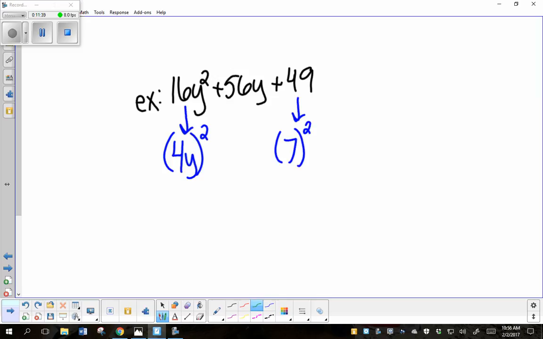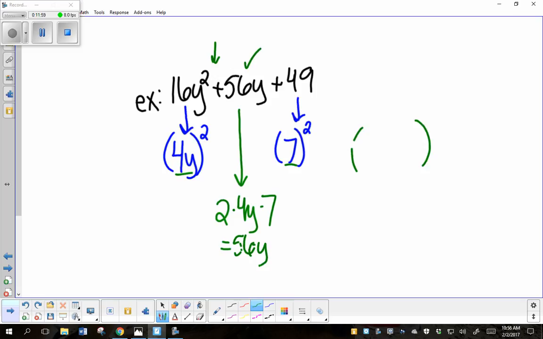So let's check. Is my middle term positive 2? I know it's positive because of that positive sign. Times 4y times 7. Well, 2 times 4 is 8, times 7 is 56, and I have a y. So that equals that. So to factor it, I am going to have a plus because of that plus sign, and I'm going to put a 4y and a 7 in my parentheses and square it.